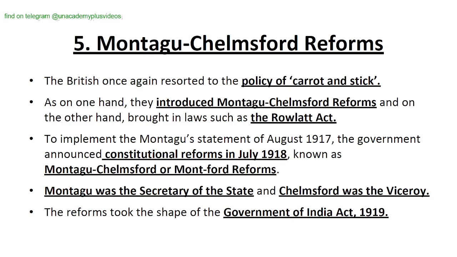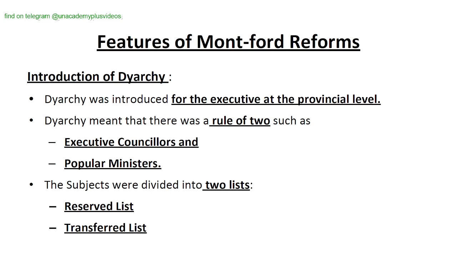Montagu was the Secretary of State and Chelmsford was the Viceroy. The reforms took the shape of the Government of India Act of 1919. Features of the Montford reforms. Introduction of diarchy. Diarchy was introduced for the executive at the provincial level. Diarchy meant that there was a rule of two, such as executive councillors and popular ministers.